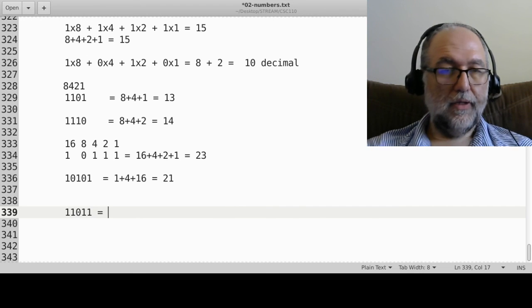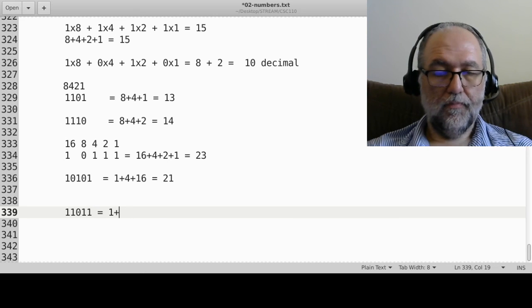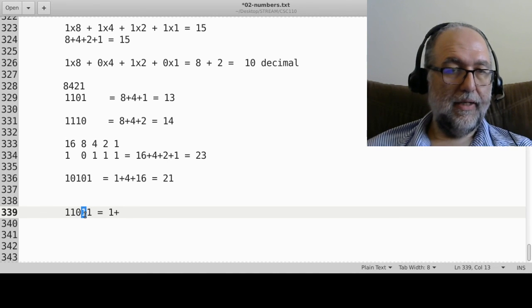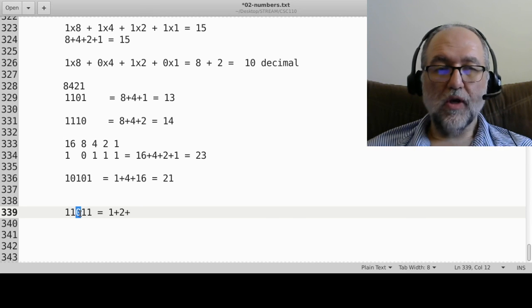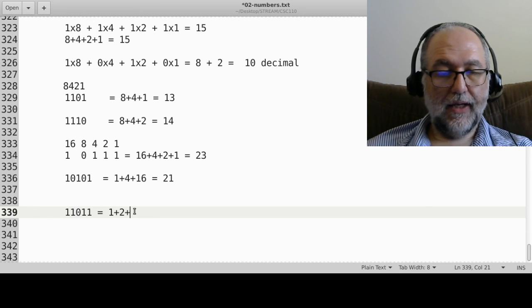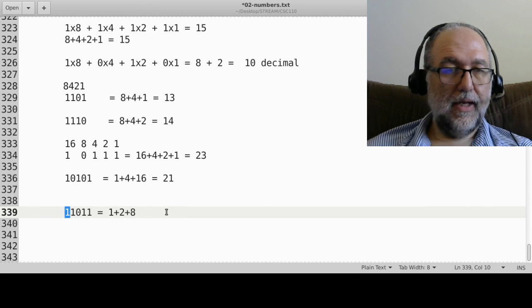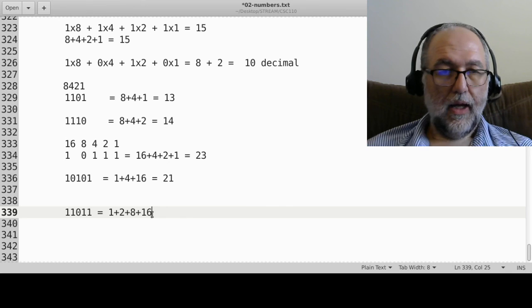Okay, so how would I do this one? What column is that? The 1's column. Okay, I have a 1. Next, what column is that? That's the 2's column. I have a 2. What's that? That's the 4's column. I have no 4. Skip it. That's the 8's column, so I have an 8. That's the 16's column, so I have a 16.